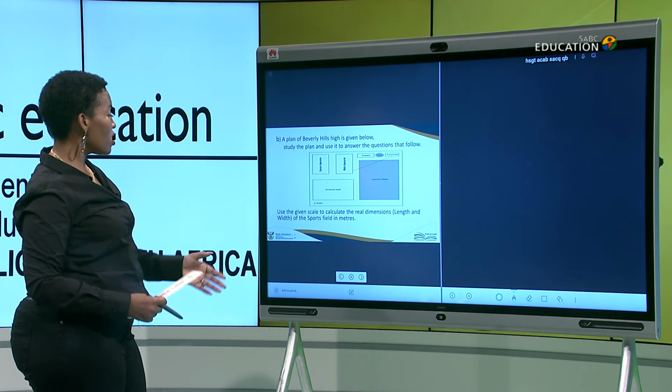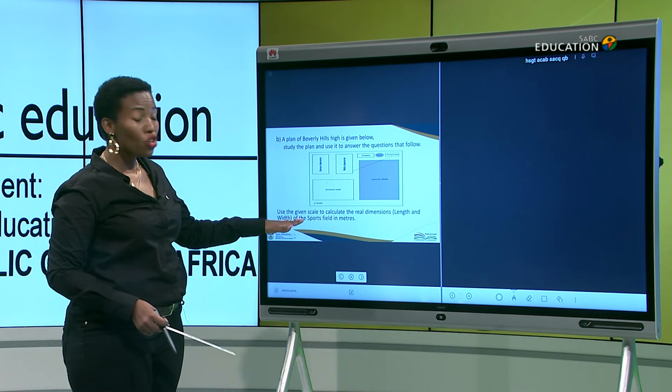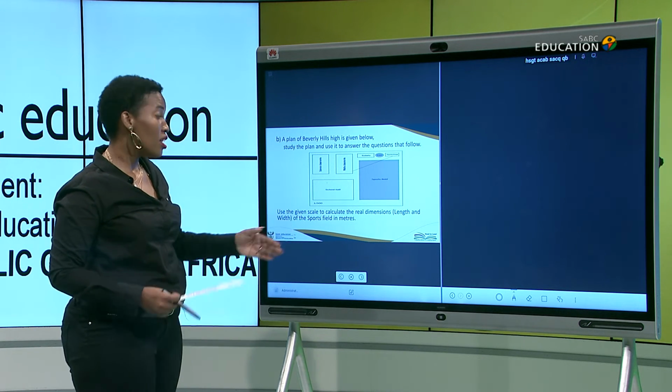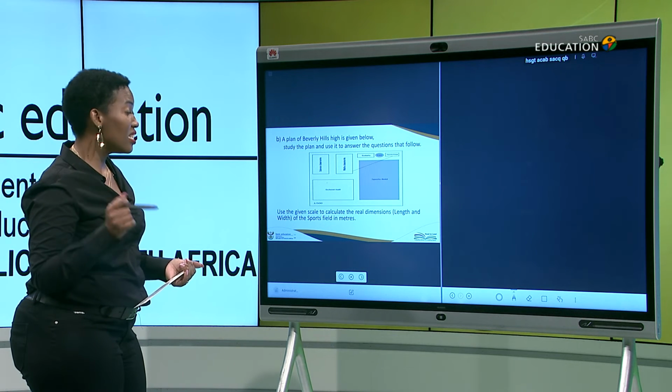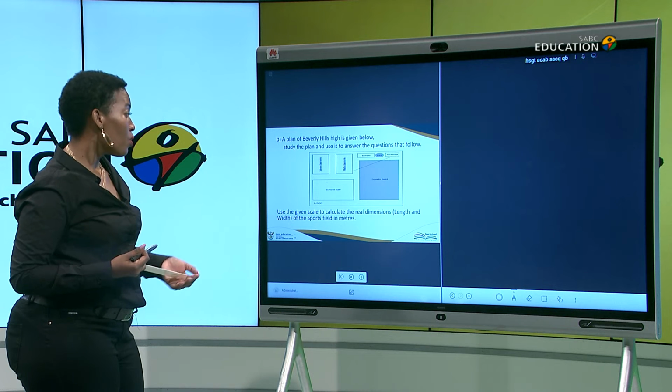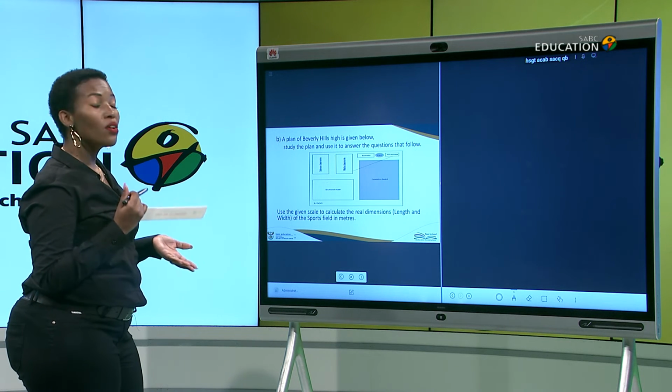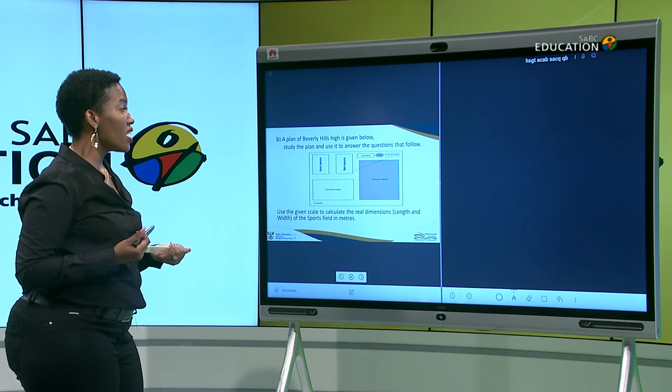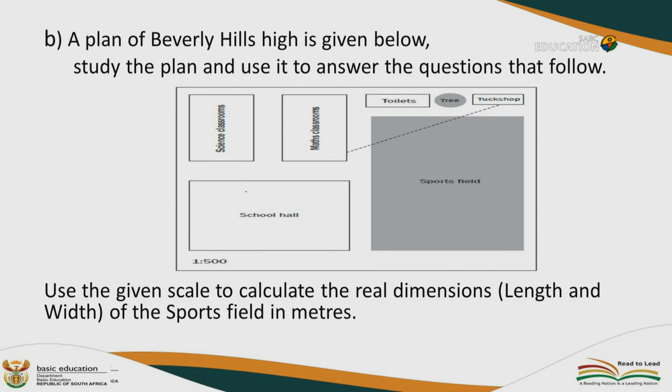Now, the instruction says, use the given scale, which is 1 is to 500, to calculate the real distance. Remember, what is the real distance? It is the actual distance, which is the length and the width of the sports field in meters. Now, most of the learners get frustrated: I'm only given a scale and I have to calculate the actual dimensions. Where do I even start? This is where your usage of a ruler comes in. It's very, very important. You're going to take your ruler.